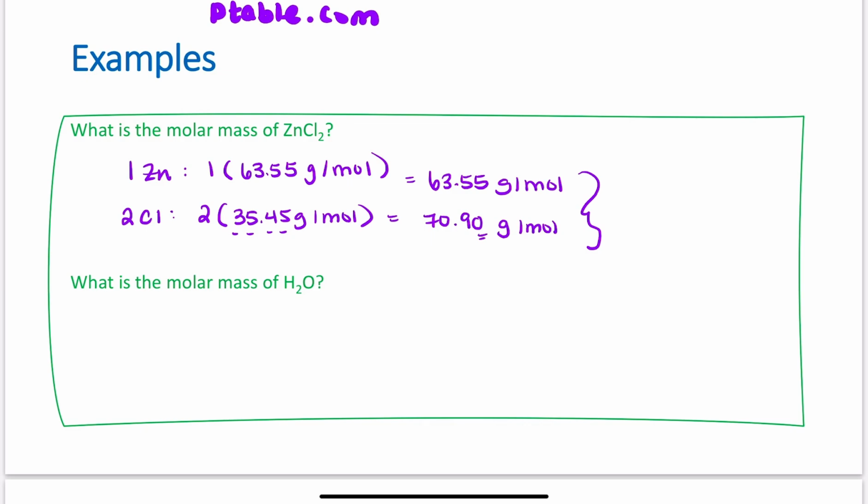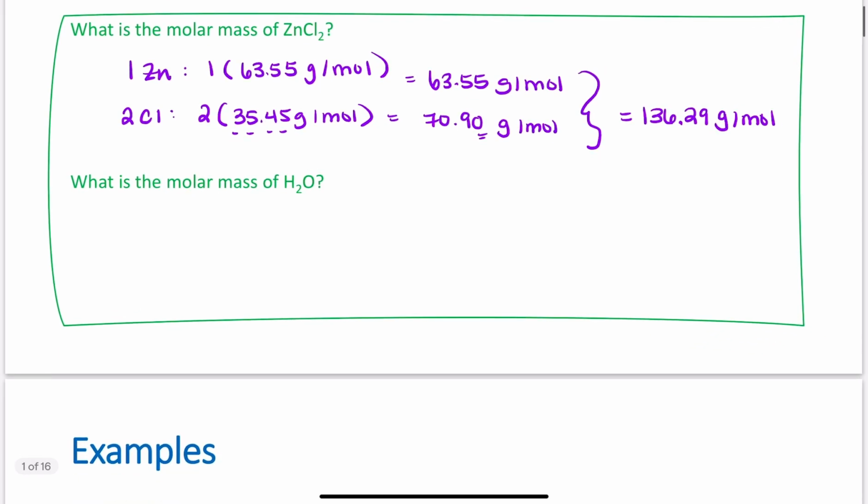And then I add these two numbers together to get the total molar mass. When I add this up, I see that my final answer needs to be precise to the second decimal place. So I get 136.29 grams per mole. So I actually started with 4 sig figs and ended with 5 because of the rules on addition and subtraction, in this case addition, for sig figs.